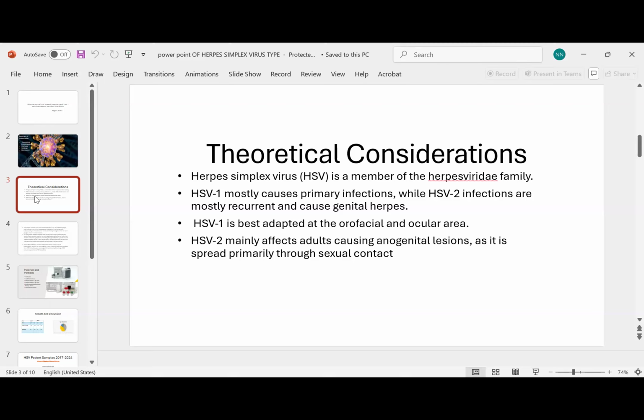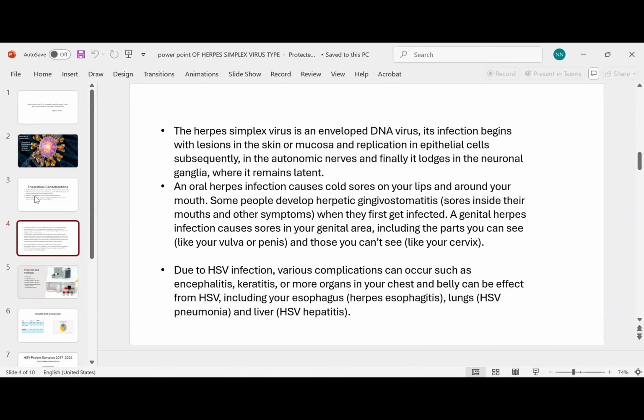It has been hypothesized that approximately 1/3 of the world's population has experienced symptomatic herpes virus 1 at some point through his or her lifetime. An oral herpes infection causes cold sores on your lips and around your mouth. Some people develop gingivostomatitis when they first get infected. A genital herpes infection causes sores in your genital area, including the parts that you can see and those you can't see.